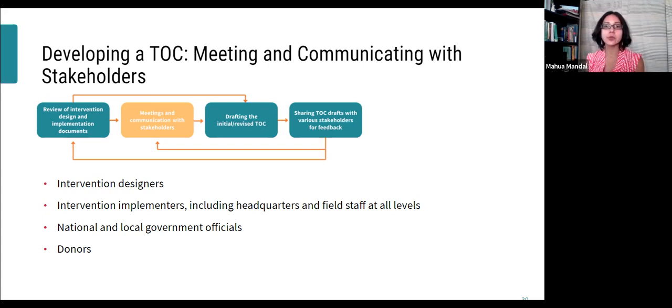The meetings and communication occur with the intervention designers, those who are starting to implement it, including those at the headquarters and field staff at all different levels. They include national government and local government officials who the project is interacting with, and donors. And when I say donors here, I mean not only the donor who has funded that specific project, but it's often important to meet with donors even outside of those who've funded the specific projects, because donors often work together in other ways. Next.